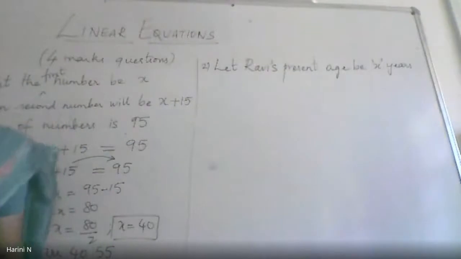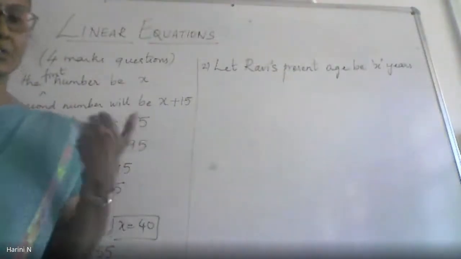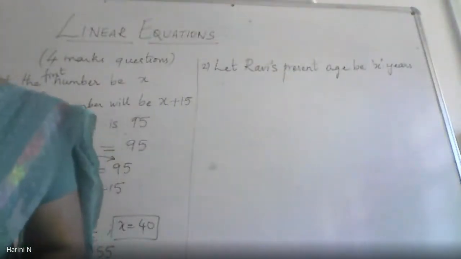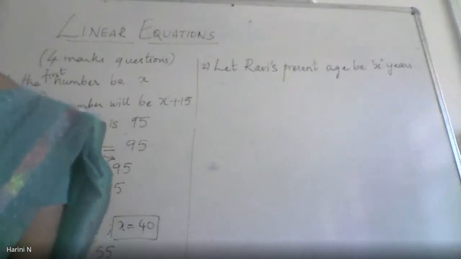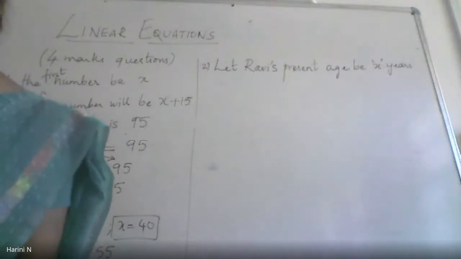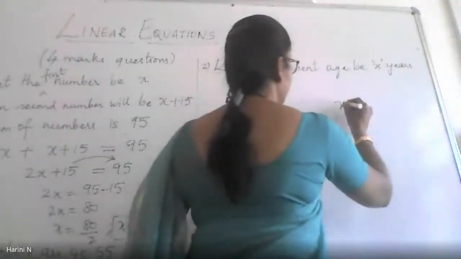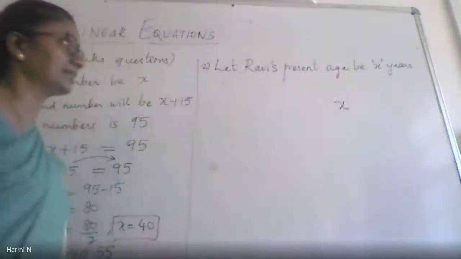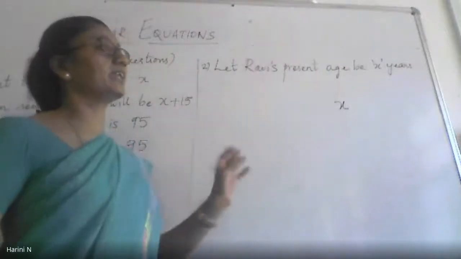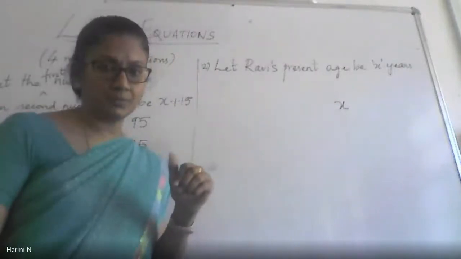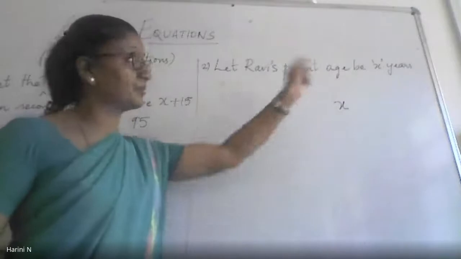Okay. So now we will start seeing the relationship what is given. 15 years from now, Ravi's age will be 4 times his present age. So we will write present age this side on the right hand side. Present age is X. 15 years from now. What do you think will be Ravi's age in terms of X?